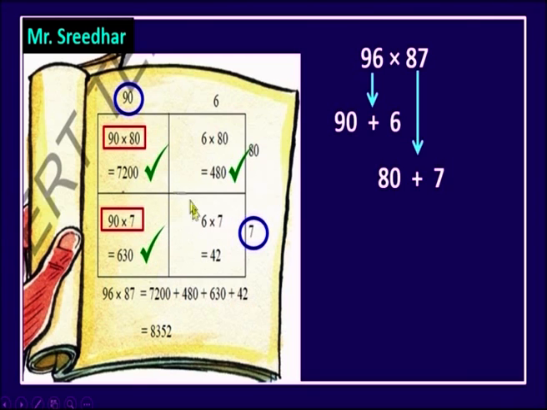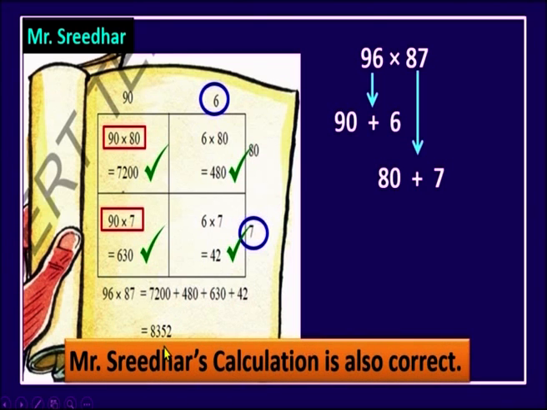Then last he multiplied 6 and 7, these two numbers. So 6 into 7 is 42. Isn't it, children? Right. So this is also absolutely right. Then he added all these four numbers, that is 7200 plus 480 plus 630 plus 42. Adding all these four numbers, yes, he got 8352. That means even Mr. Sridhar's calculation is also correct. So even though both have done it differently, both the multiplication methods are absolutely right, children.